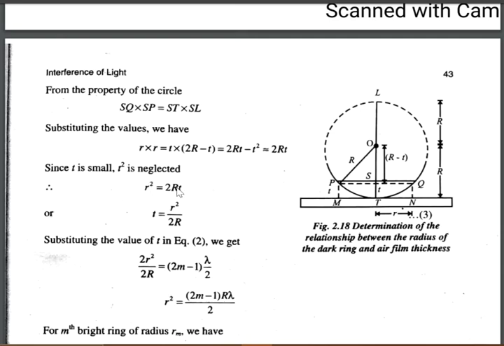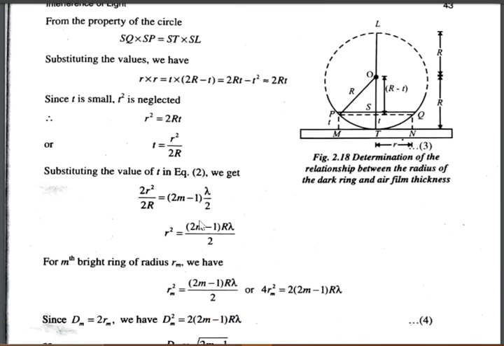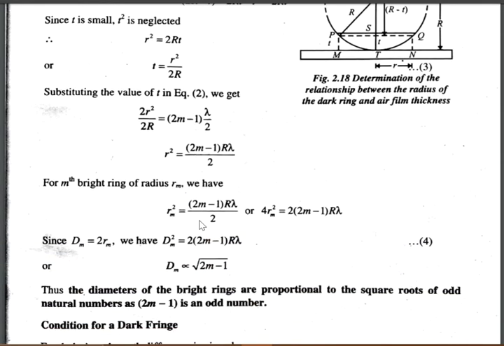So r square will be equal to 2Rt. Therefore, t is equal to r square by 2R. Let us call this equation 3. It is printed here. You just write t is equal to r square by 2R as equation 3. Substituting the value of t in equation 2, we get 2 r square by 2R.